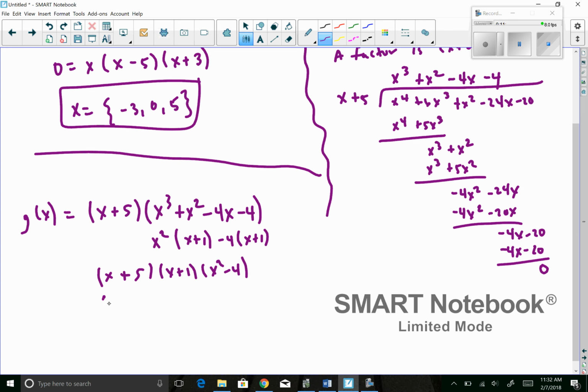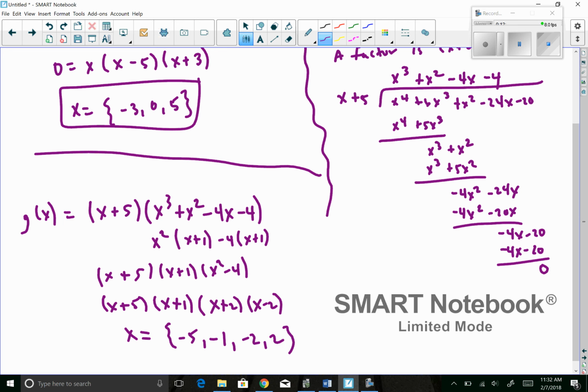And then if we keep going, we get x plus 2 and x minus 2, giving us the 4 solutions of negative 5, negative 1, negative 2, and 2. Meaning this graph is going to cross the x-axis 4 times.